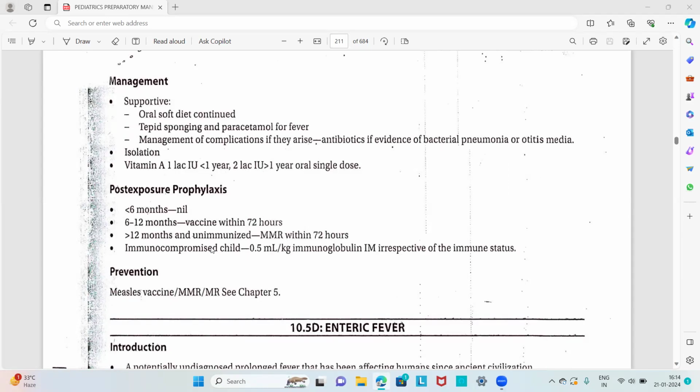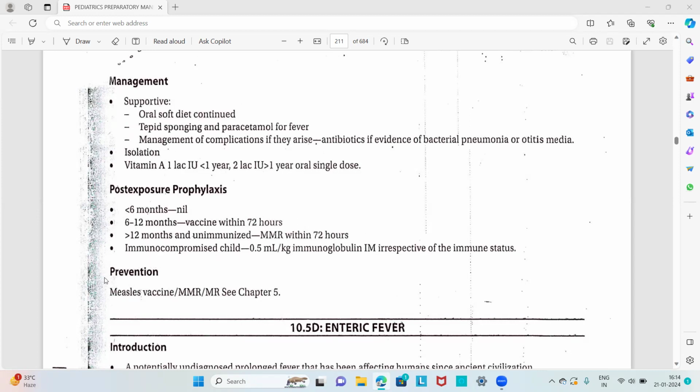And if the child is greater than 12 months and unimmunized, we have to give the MMR vaccine within 72 hours. And in an immunocompromised child, we have to give 0.5 ml per kilogram immunoglobulin intramuscularly, irrespective of the immune status.